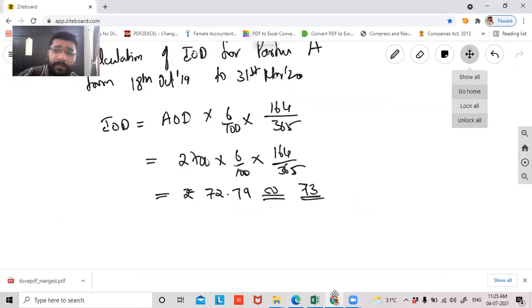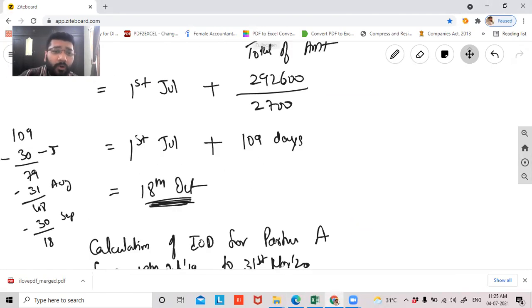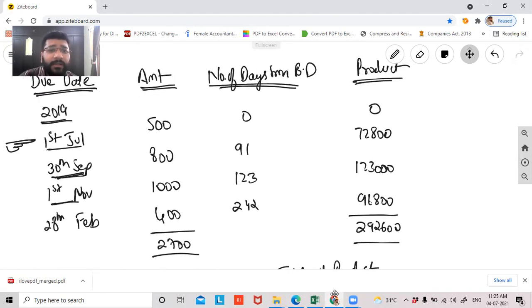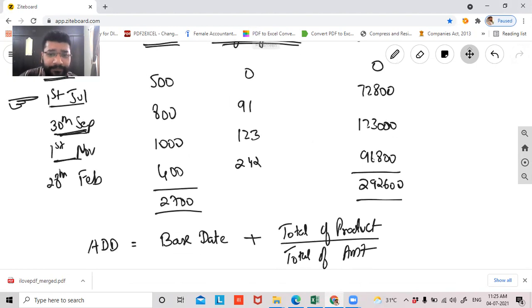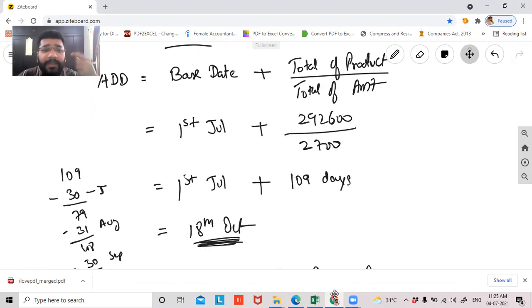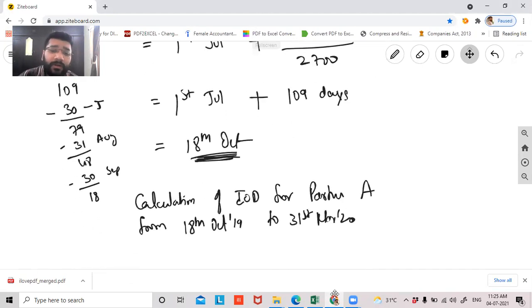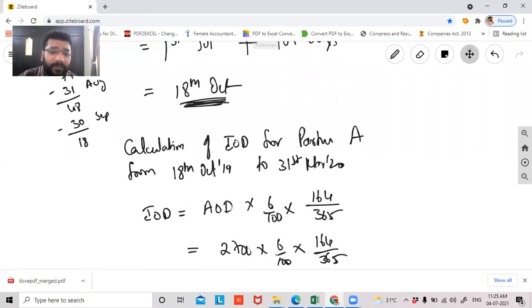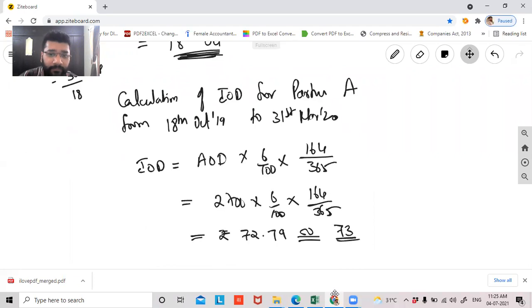So guys, first, what are we supposed to do? Calculate the average due date. Normally, as we calculate the average due date, just calculate it. Once you get the average due date, if you want to calculate interest from the average due date till the end of the year, for that many days, you have to calculate the interest. Guys, okay, not okay?